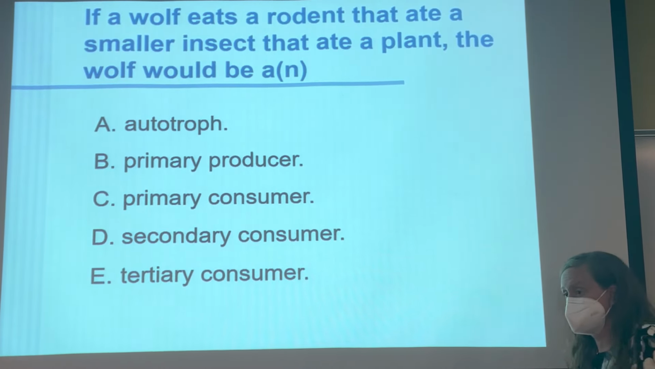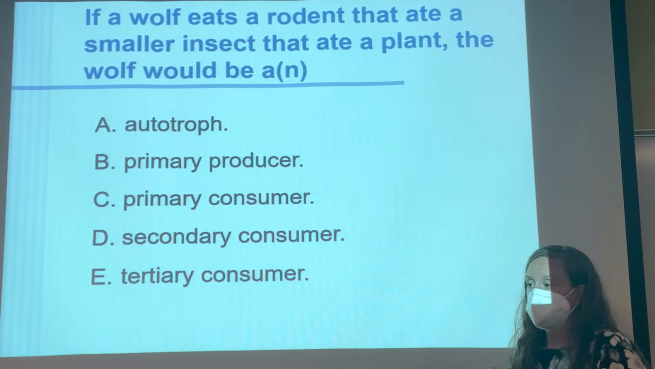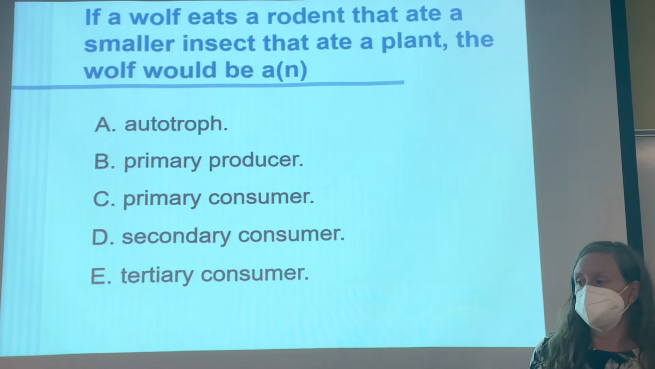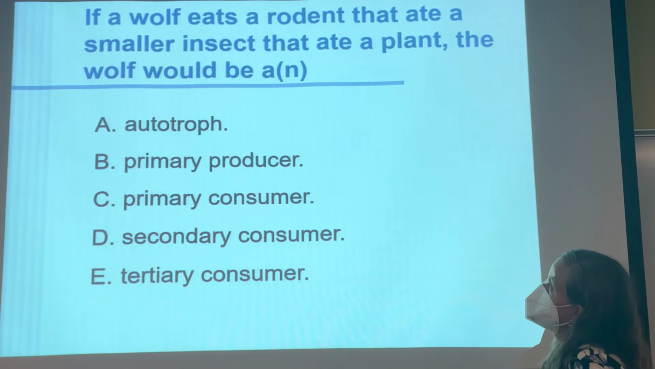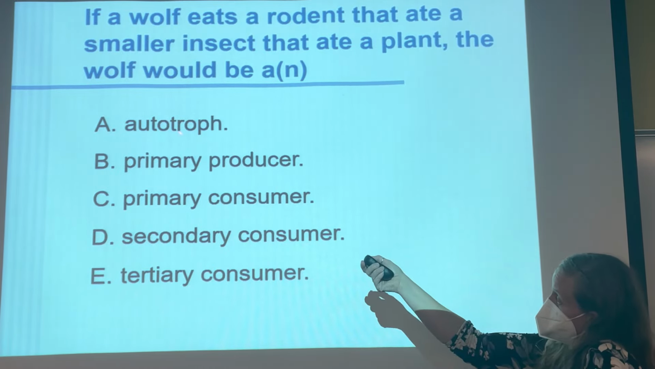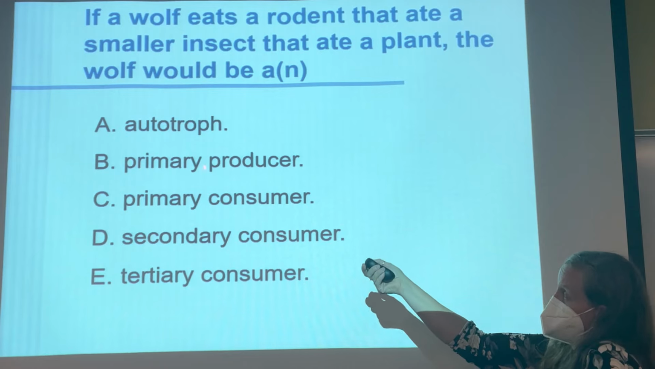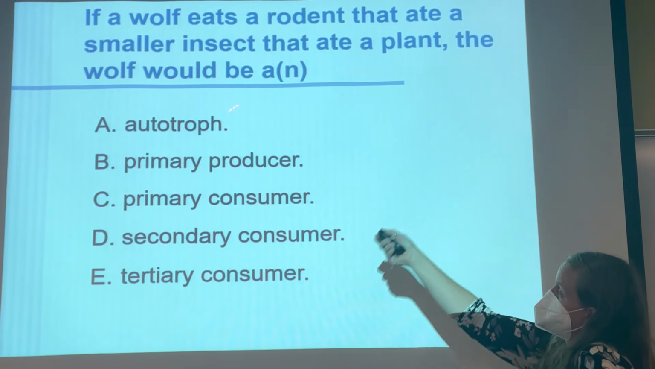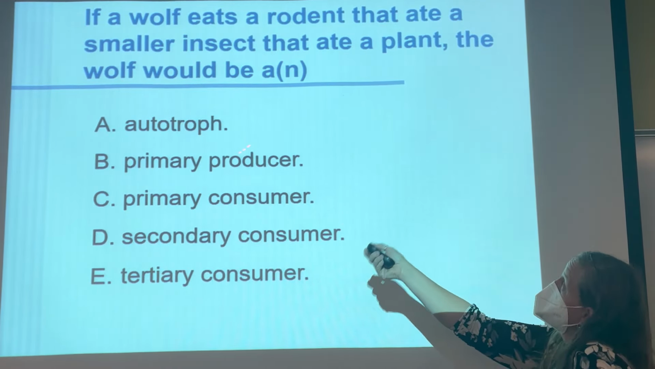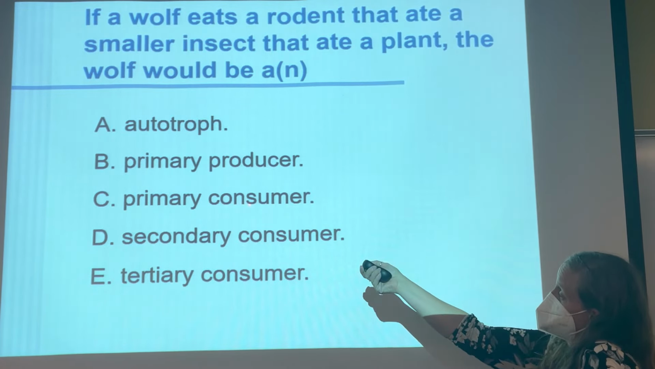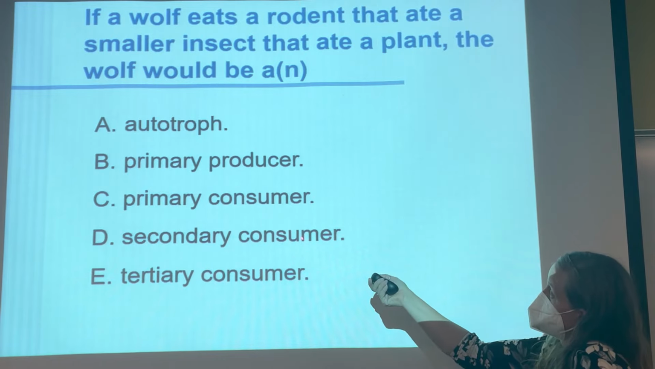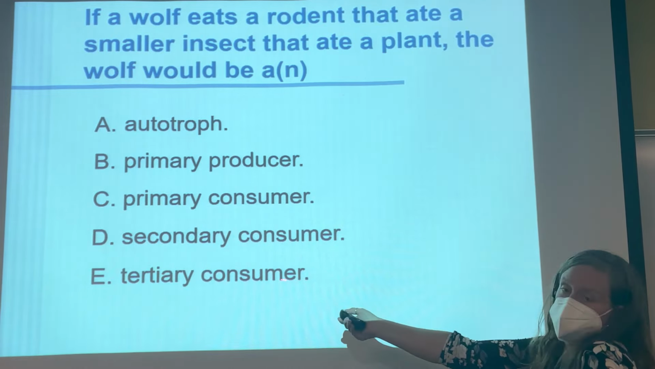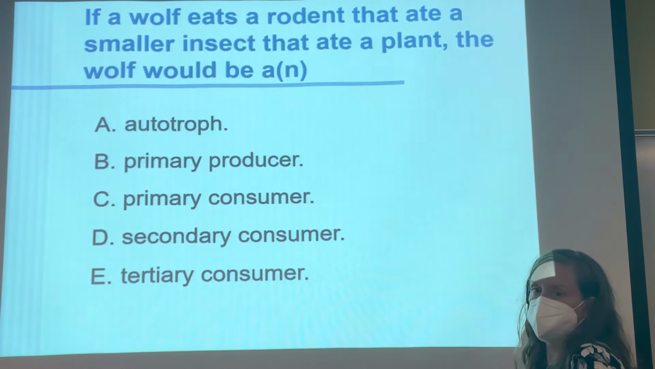So let's answer this question. If a wolf eats a rodent that ate a smaller insect that ate a plant, the wolf would be what? So let's start at the plant. If the plant is an autotroph or primary producer, the plant would be A and B. That insect would be a primary consumer. The rodent would be a secondary consumer, and the wolf would be the tertiary consumer. So E is correct.